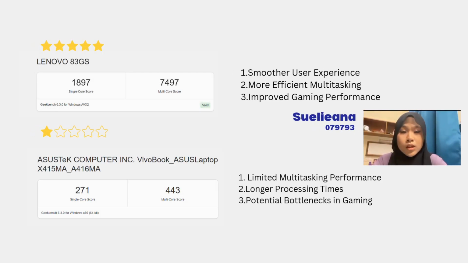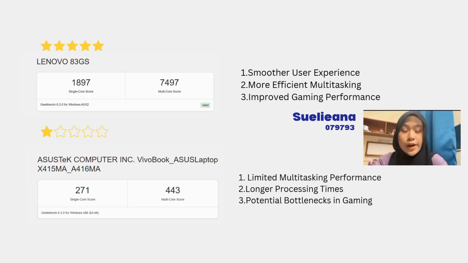The advantage of having a lot of cores is, first, a smoother user experience, which means that navigating through apps, menus, and features feels more responsive and seamless. For the second one, more efficient multitasking that allows users to switch between multiple apps and processes without slowdown or crash. Third, improved gaming performance. Improved gaming performance refers to smoother graphics, faster load time, and better responsiveness in games. This can be achieved through more powerful hardware.